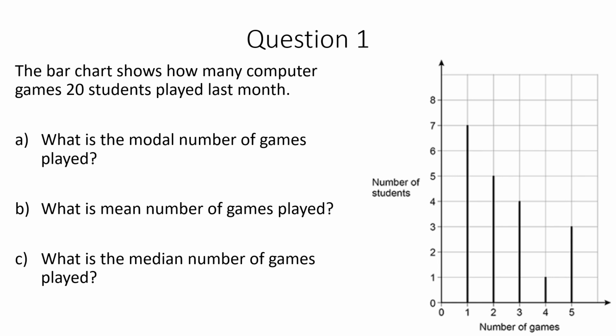So here is your first example. This bar chart on the right shows you how many computer games 20 students played last month. I've got three questions here. I want to know the modal number of games played, the mean number of games played, and then the median number of games played. And we're going to go through each one individually.